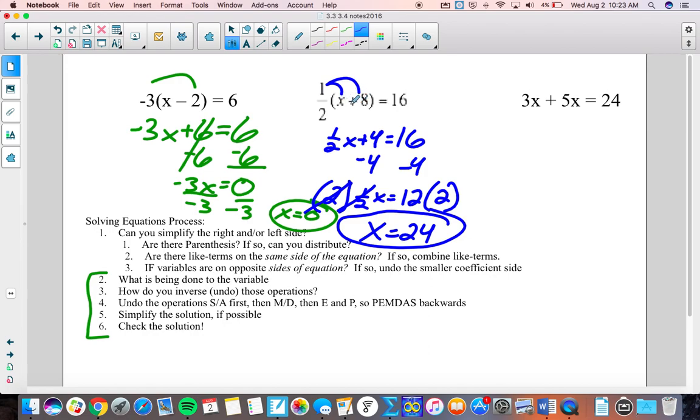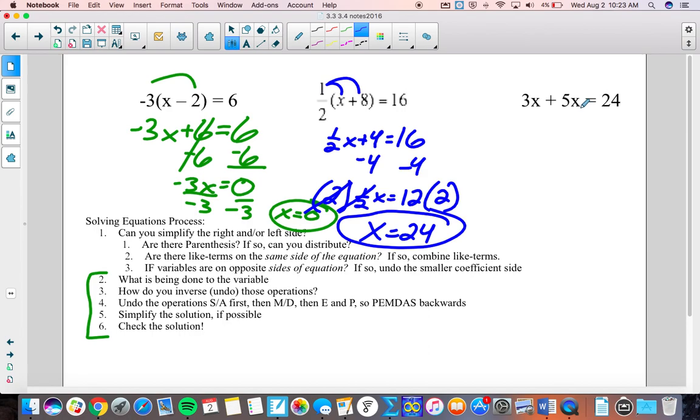So we plug that back in. 24 plus 8. Notice I'm simplifying within the parentheses first. Is 32. Half of 32 is 16. So when you can distribute, distribute.